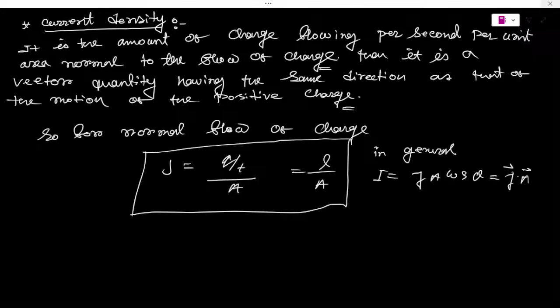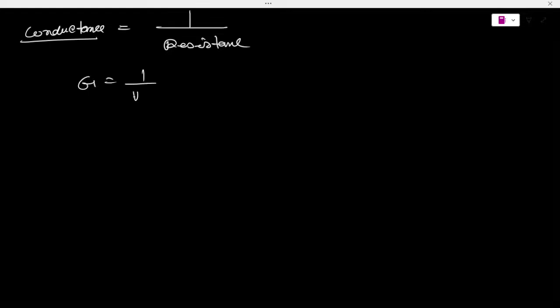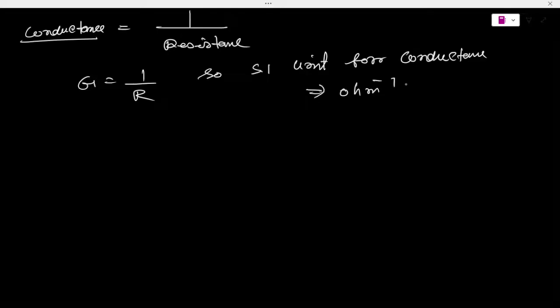Next topic is conductance. Conductance is equal to 1 by resistance, so G is equal to 1 by R. The SI unit for conductance is ohm inverse, or mho.